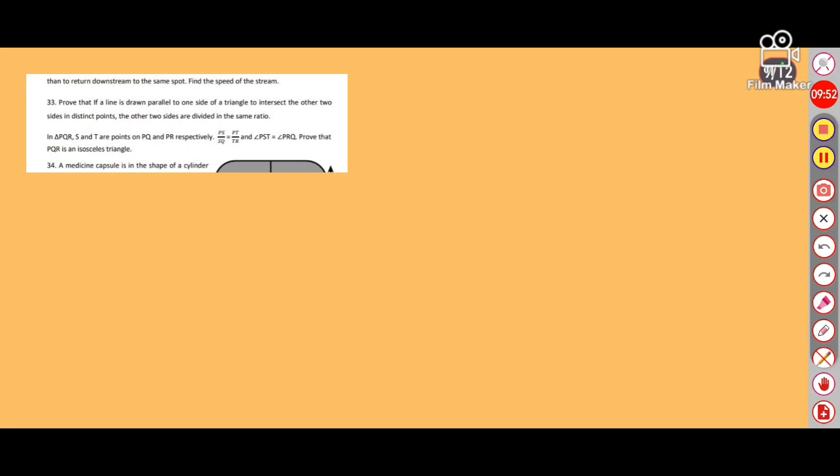If a line is drawn parallel to one side of a triangle to intersect the other two sides in distinct points, the other two sides are divided in the same ratio. We need to prove this. Okay, this is from the triangles lesson. Again, it is a theorem actually. We need to prove the theorem. They have indirectly asked it as a question. Okay, we will see the diagram first.